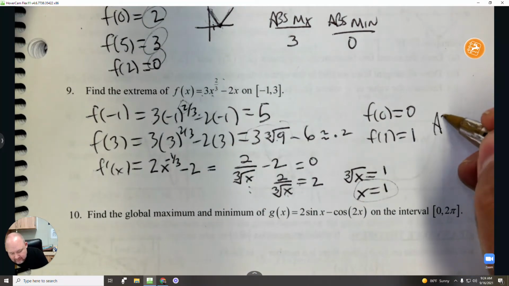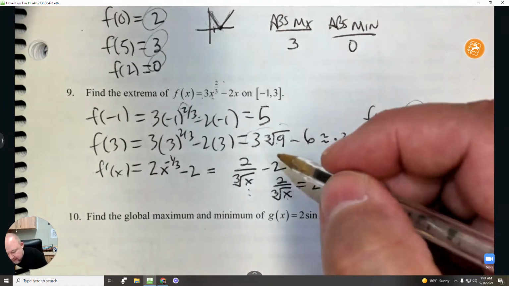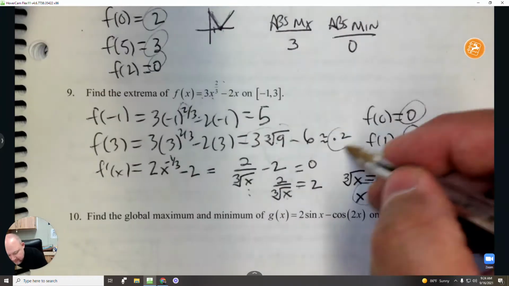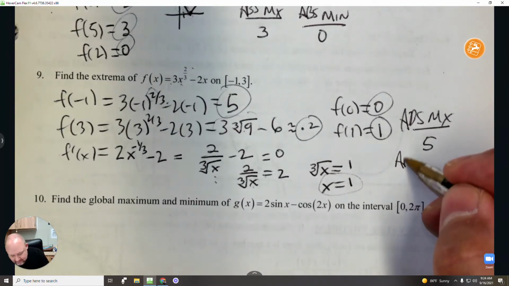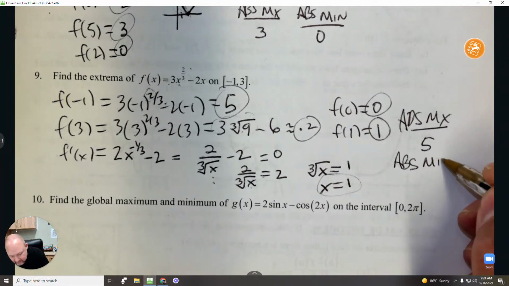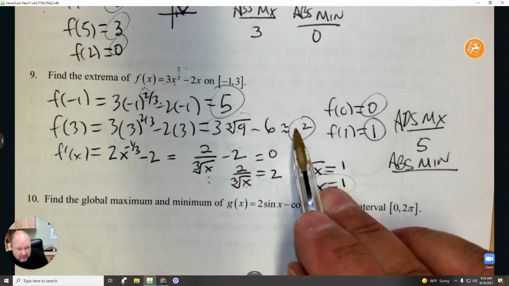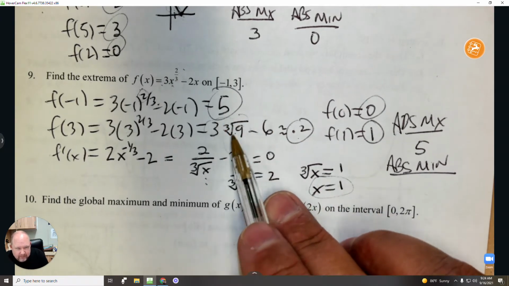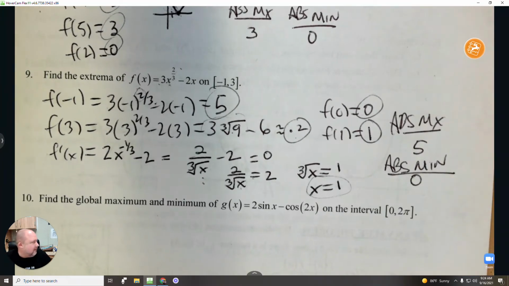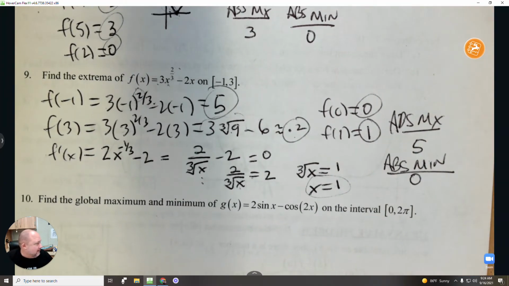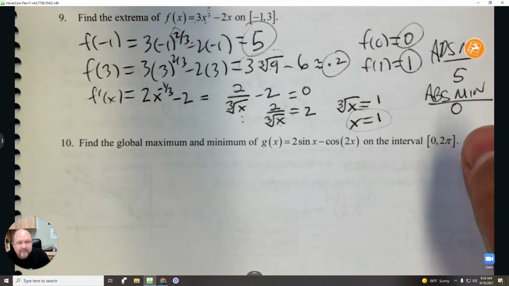So now we can look and say, okay, what's the biggest number of all the numbers I came up with? There's 4 of them. So the absolute max is 5. And the absolute minimum, this is where it's important to estimate that this is a positive number. This number is a little bit bigger than 6. That means 0 is the smallest number there. All right.